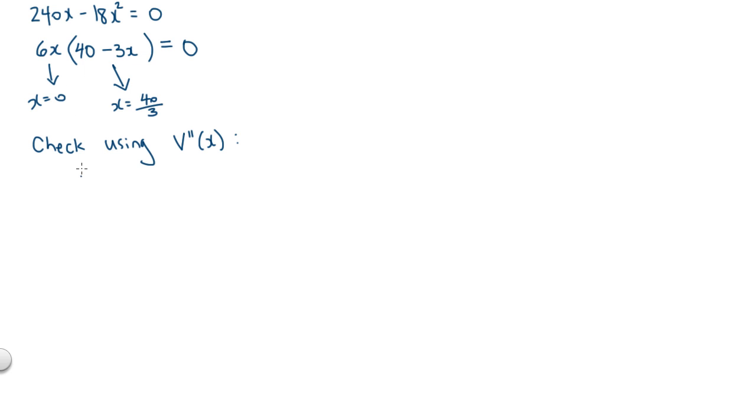subtle. So our second derivative, V double prime of x, it might help just to remind ourselves what the first derivative looked like. So just write it down again. V prime of x was 240x minus 18x squared. That's this function that we had written up here. So taking the second derivative then, we're going to get 240 minus 36x.